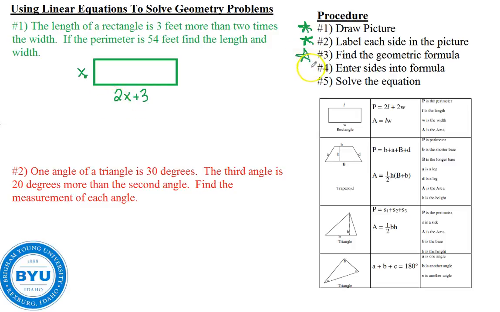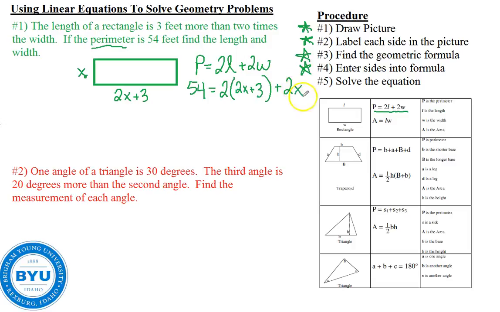I need to find the geometric formula. We're dealing with perimeter in this problem, so I'm going to use the same formula. P equals 2L plus 2W. Let's enter the sides into the formula. The perimeter is 54. The length is 2x plus 3, and the width is just x. Now we just got to solve.